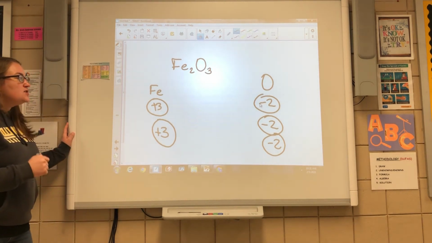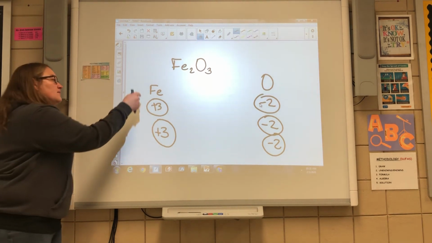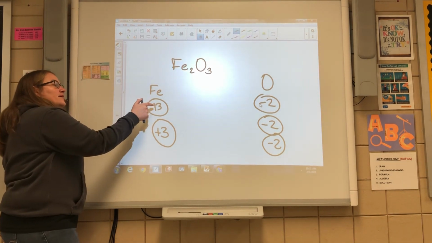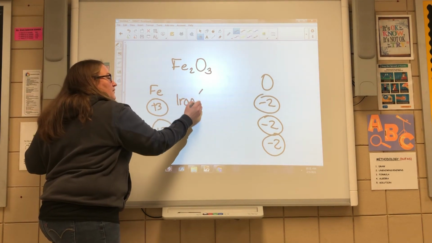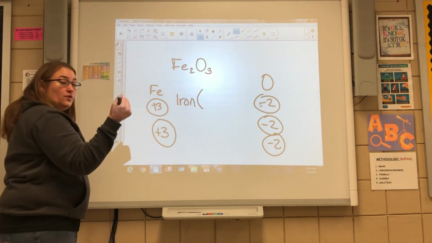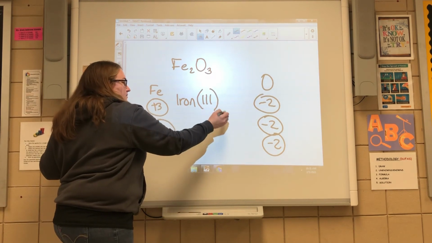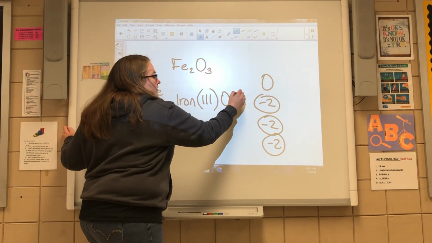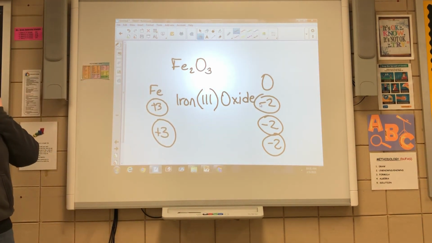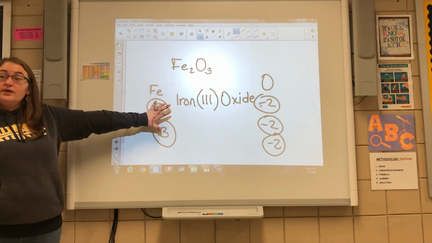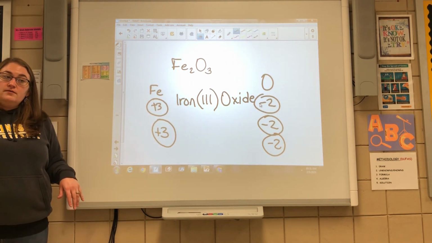Okay. So the way I'm going to name that is I have to indicate in the name the charge of the iron. So I'm going to write iron with Roman numerals. The Roman numeral for 1 is I. I'm just going to write 3 lines here, 3 capital I's. Iron 3 oxide. Because the oxidation number here is 3. Okay, we're going to do another one.